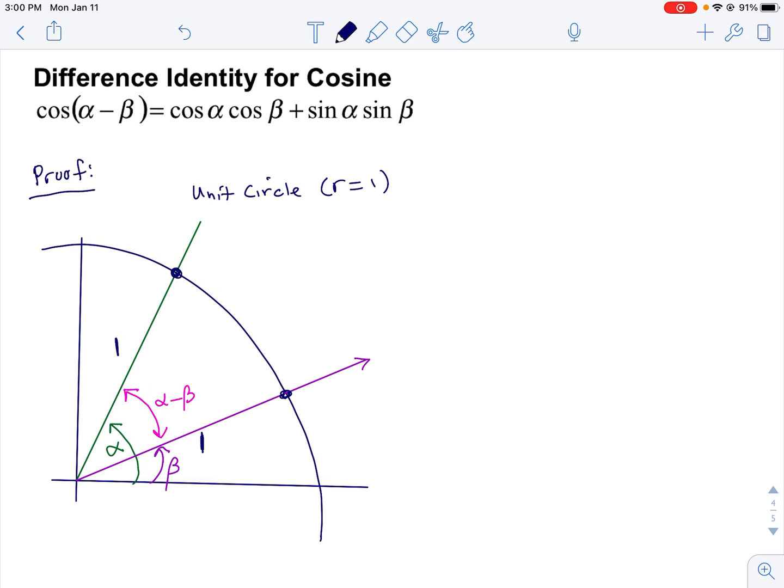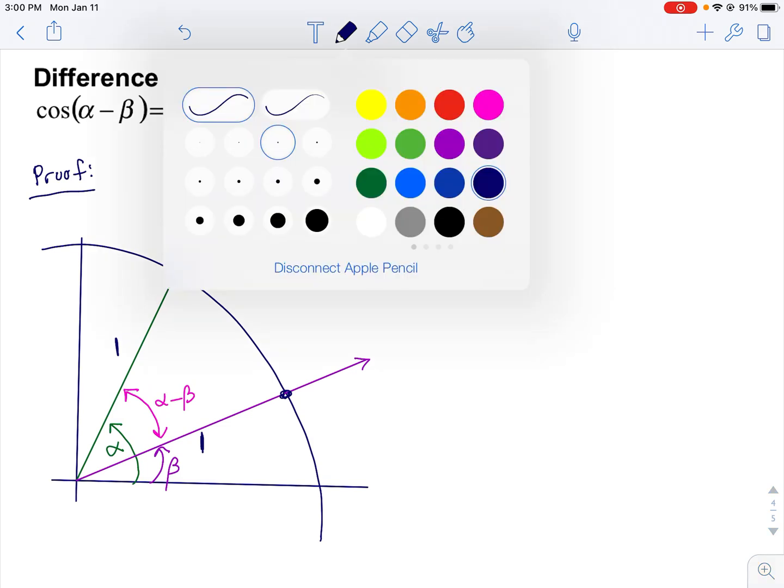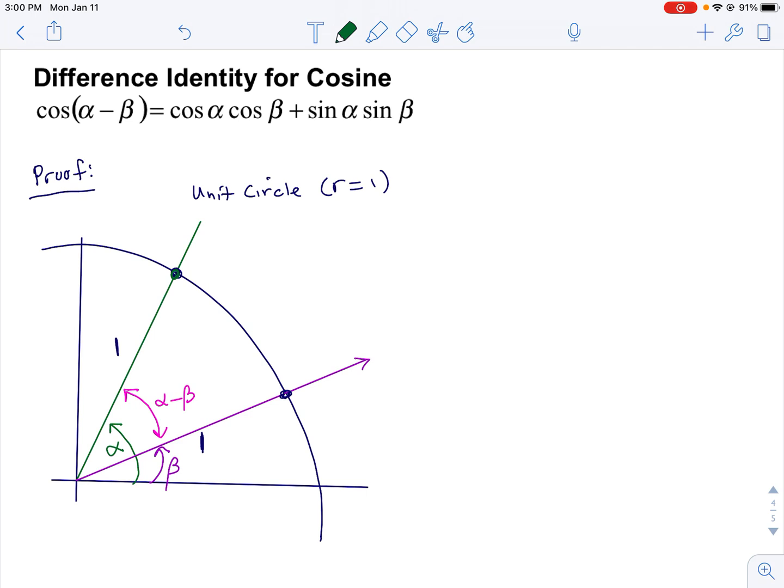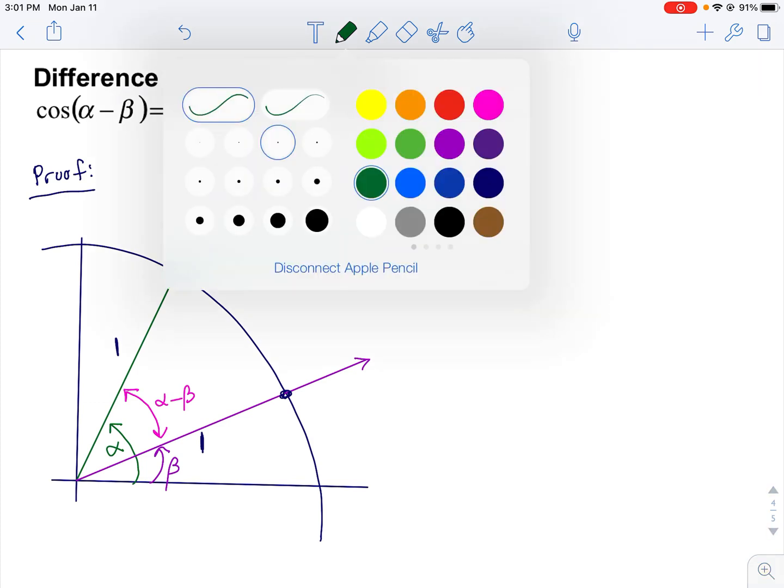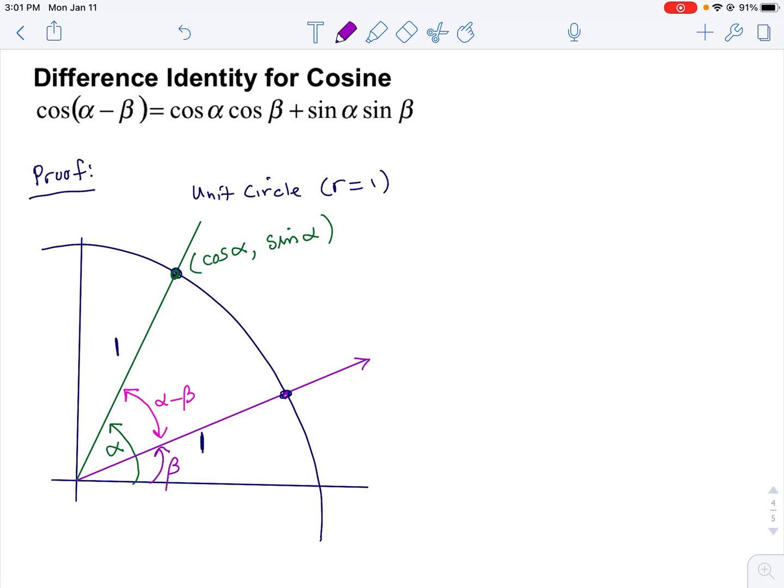Getting a couple coordinates. Well, for alpha, let me color code this again. Hey, what's my x coordinate? Well, that's the cosine. That's what cosine is. It's the x coordinate on the unit circle. So this is cosine of alpha, and the y coordinate is sine of alpha. And for this purple angle, for angle beta, the x coordinate is just cosine beta, and the y coordinate is sine of beta. Hey, we got Greek letters involved, so already it looks impressive.